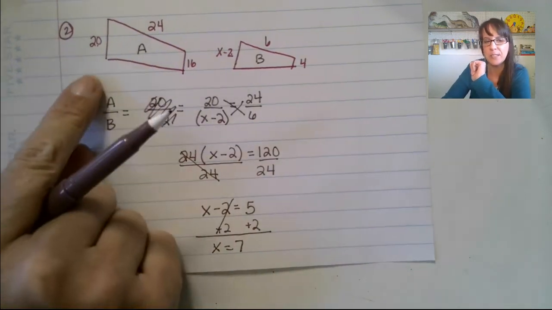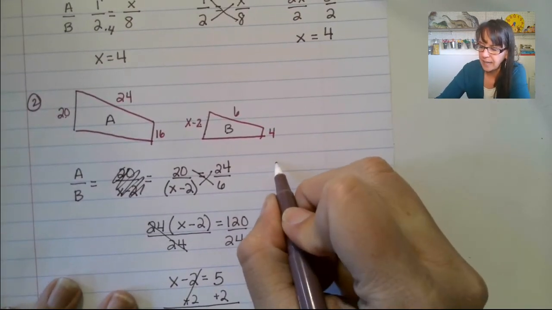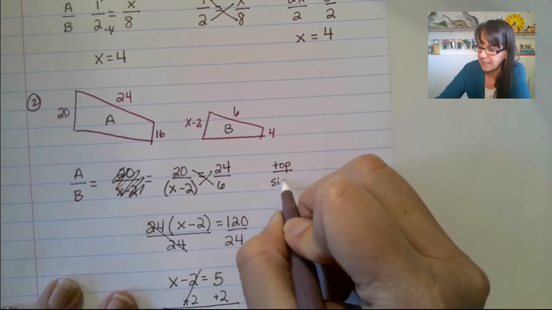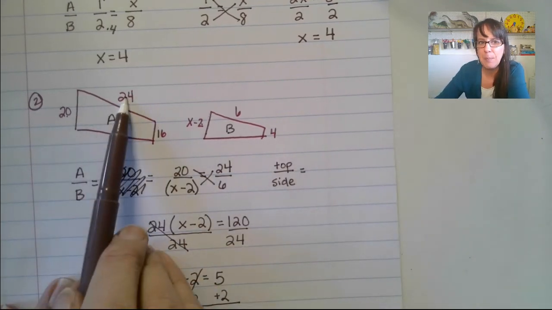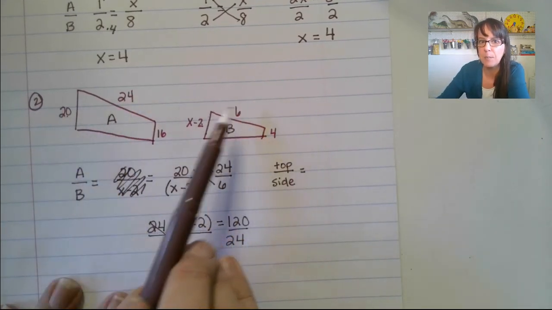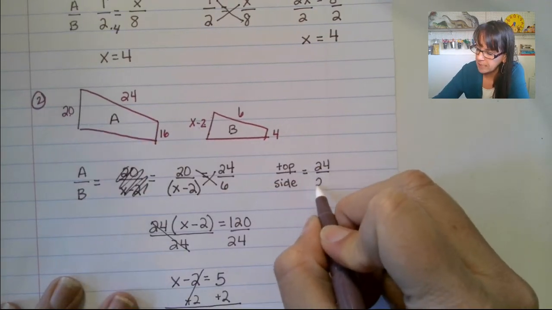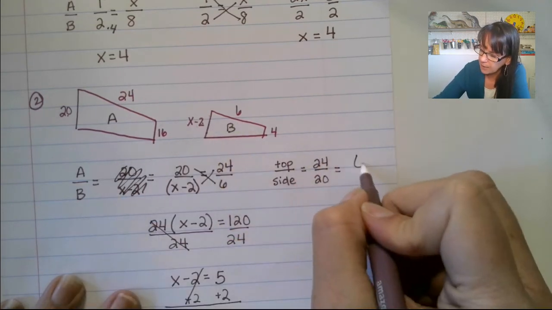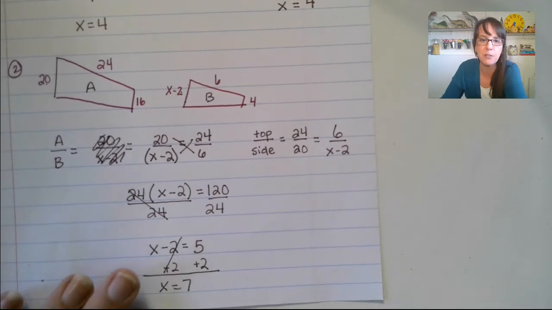The other way, so you see I did A over B. The other way you could do it is, let's just say top over side. And this is where I mixed myself up earlier: the top over the side equals the top over the side. So 24 over 20 equals 6 over X minus 2. All right, now here's a different way to solve this.